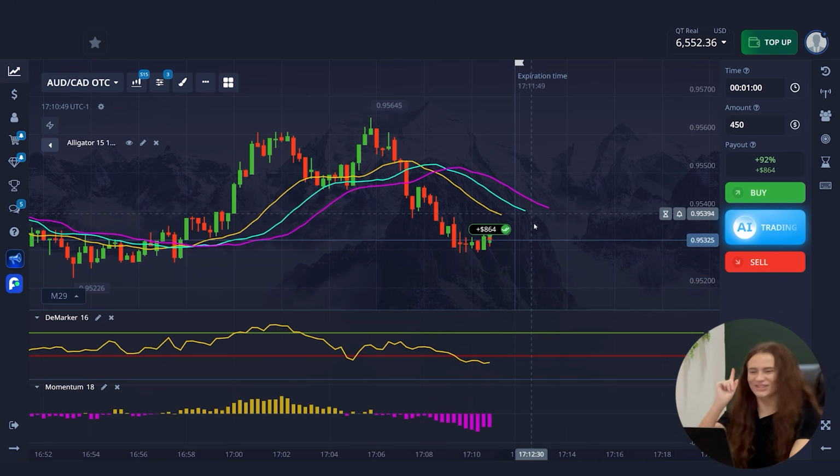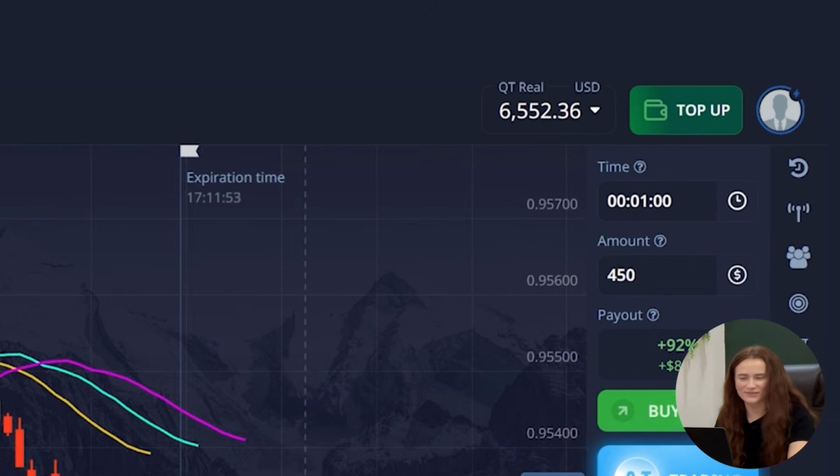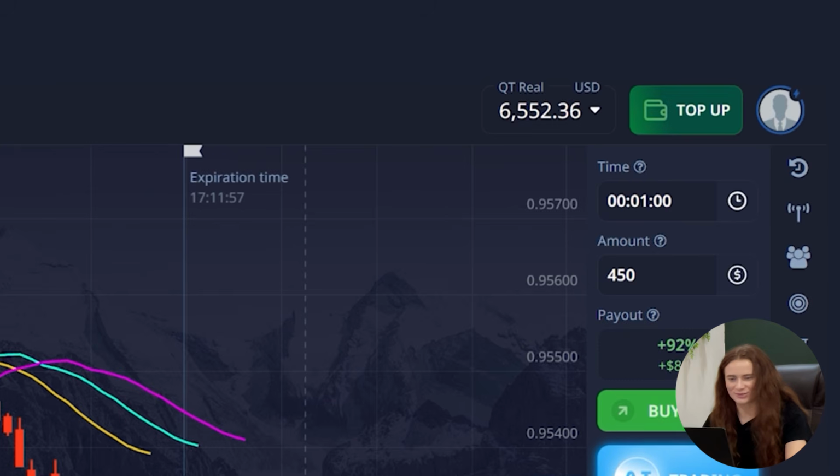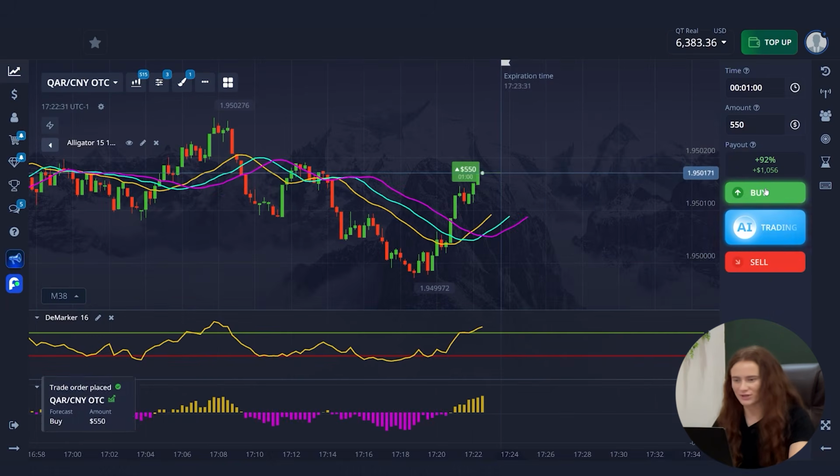Strike, guys! The trade is profitable again. It increased my capital to $6,552. Let's find another situation and open the last trade in the session. I have no doubt about the reliability of the chosen situation.